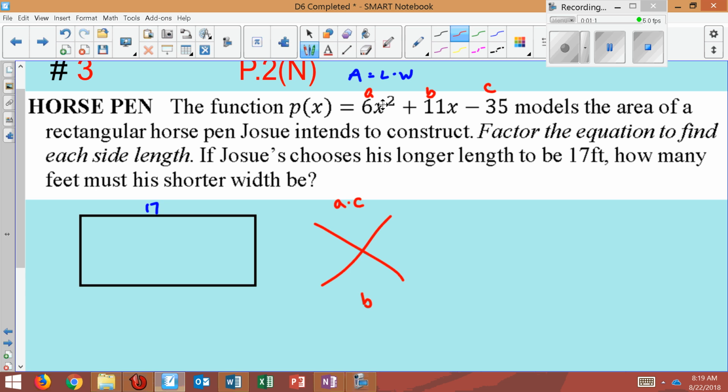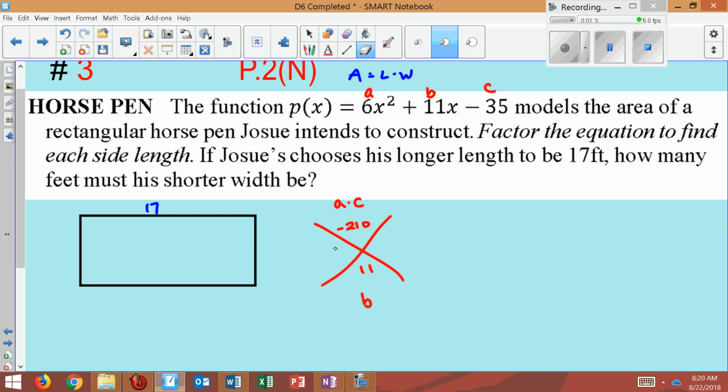So 6 times negative 35. You can type that in the calculator, but you'll get negative 210. 11 would go down here for b. So we're looking for two numbers that multiply to be negative 210 and add to be 11. Now I have a system for this. When they're bigger numbers like this, a lot of people might not know them off the top of their head. You could start and say, okay, would 1 and 210 work, with one of these being negative? Would those somehow have a difference of 11? The answer is no, that wouldn't even be close.